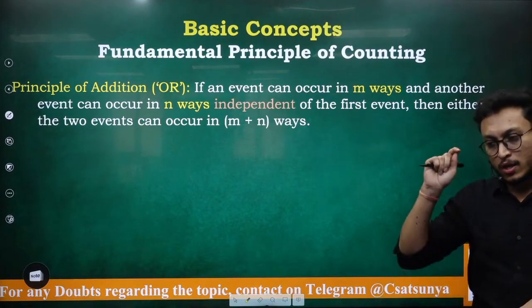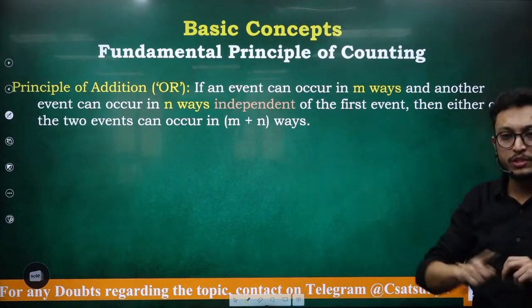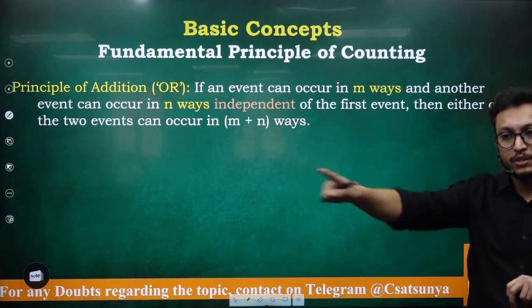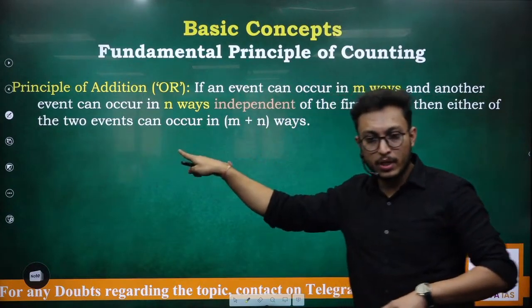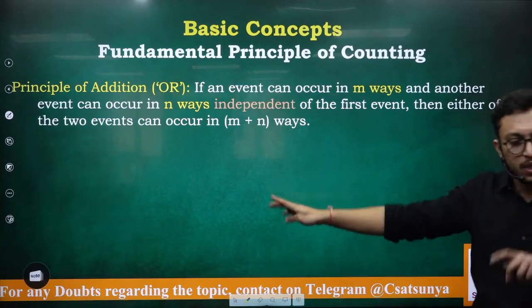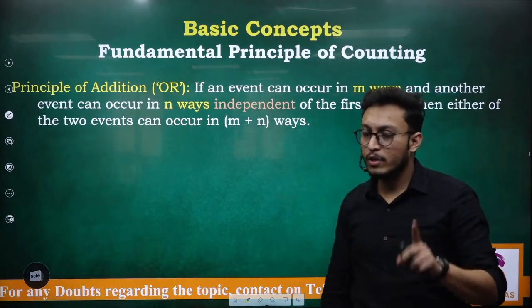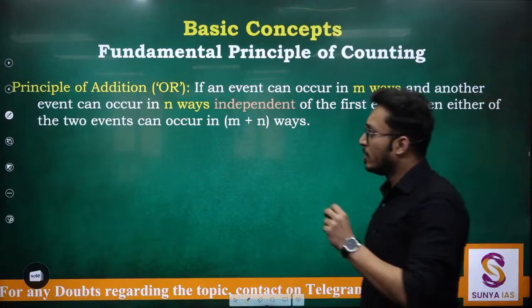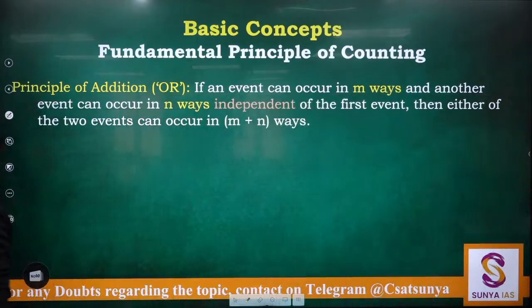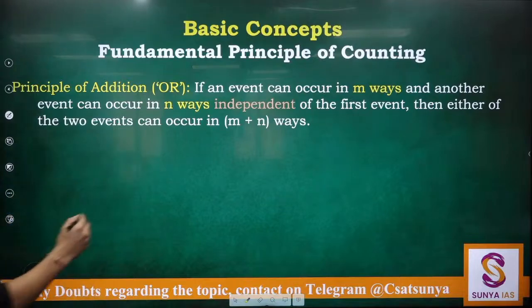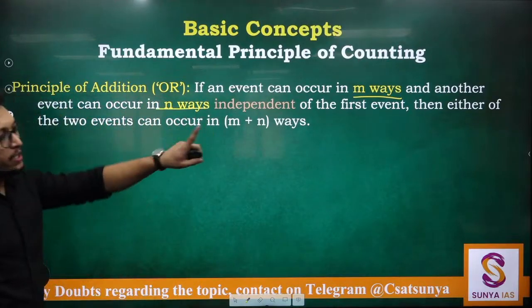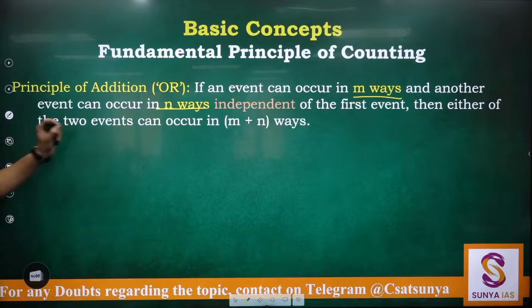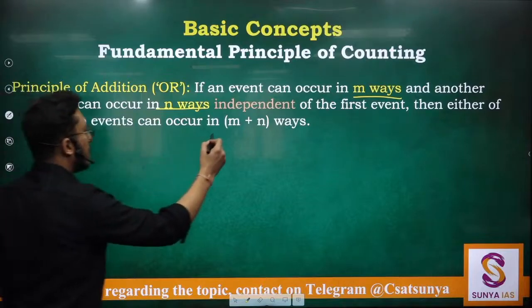From here on I'll be saying this multiple times for the next 4 or 5 lectures, as long as PNC goes on. I'll keep iterating these two principles again and again because this forms the basics. Where to do addition and where to do multiplication will be clear from this. Now the fundamental principle of addition, let's read it once. If an event can occur in m ways and another event can occur in n ways independent of the first event, then either of the two events can occur in m plus n ways.